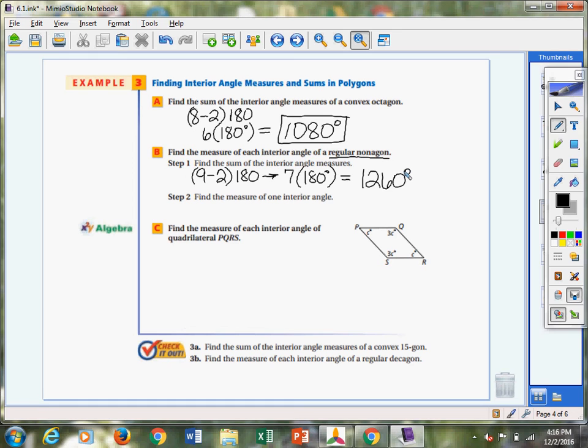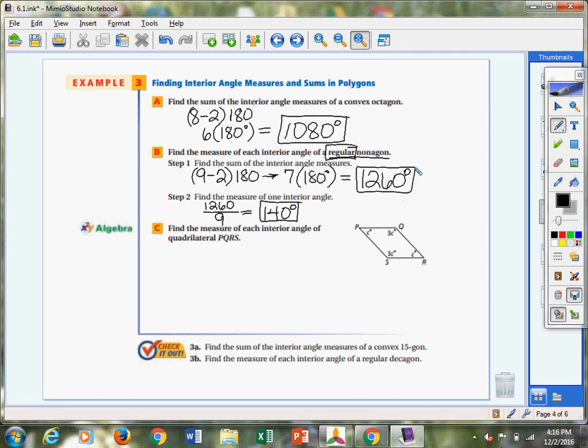Okay? Now, because it's a regular nonagon, boy, this is important, I can do the second step. Then I'm going to take my 1,260 and divide it by the number of interior angles I have. I have a nonagon, and a nonagon has 9 angles. So I'm going to divide 1,260 into 9 equal pieces, and each of those angles is 140 degrees. That's what they're asking me to find. Okay, so that was a 2-parter.